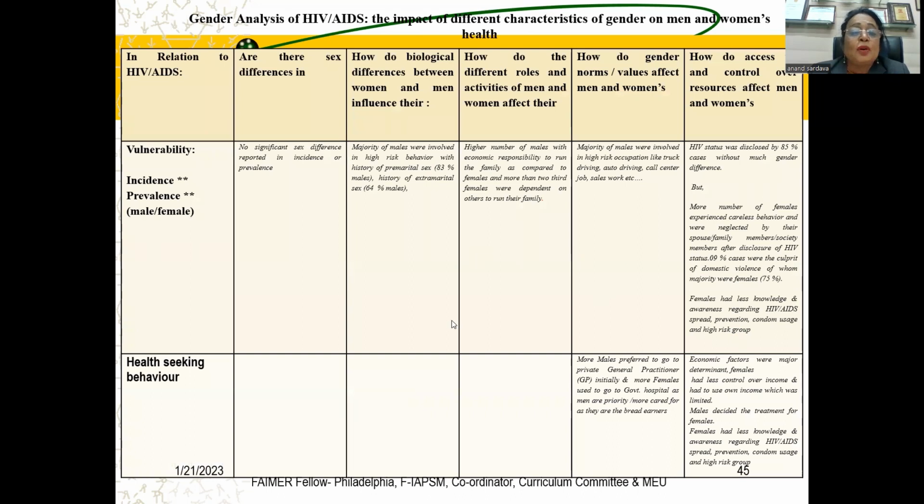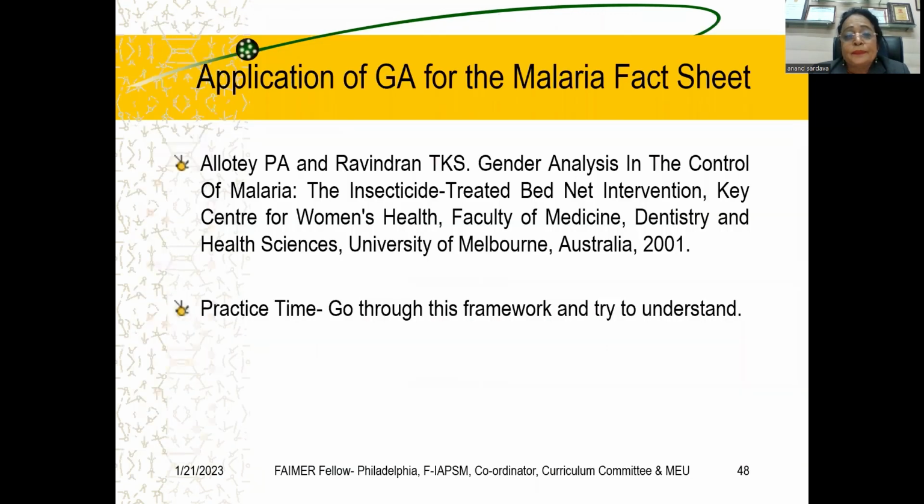I was talking about the WHO framework, and this is the framework. The study findings are inserted into it. You need to go through it, how this was done. So this is a good example of gender analysis of HIV and AIDS.